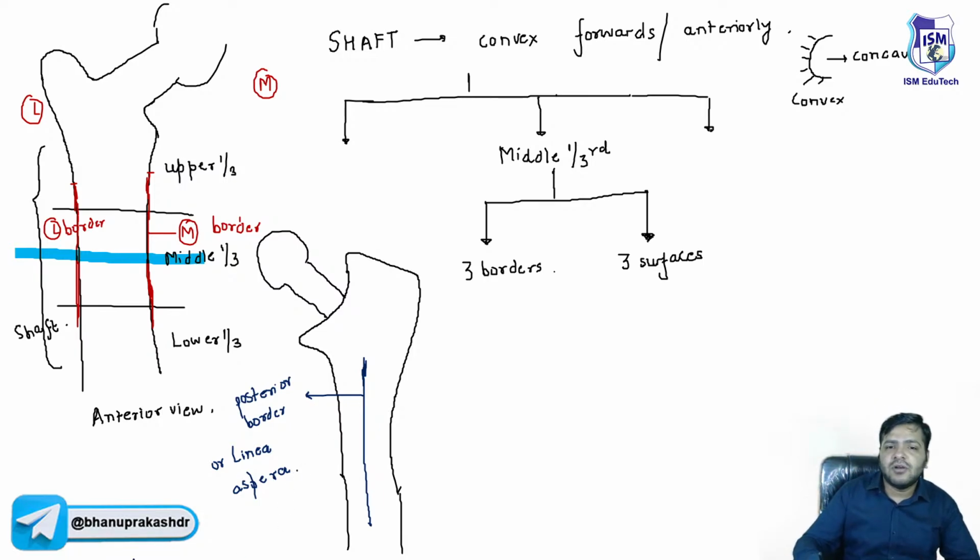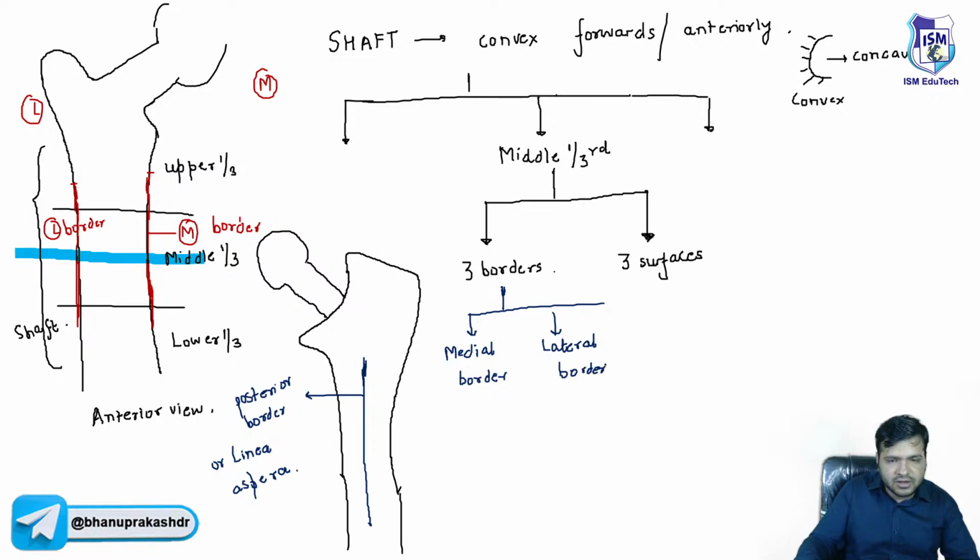So remember, beta, we have already talked about these 3 borders. We have the medial border, we have the lateral border, and we have the border posteriorly, which is called the posterior border. You guys will tell me the surfaces now.